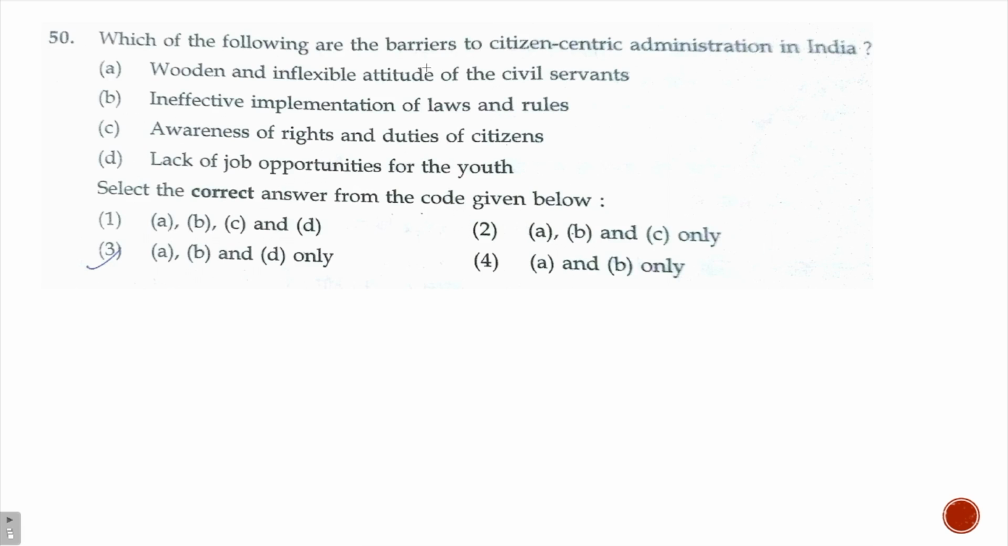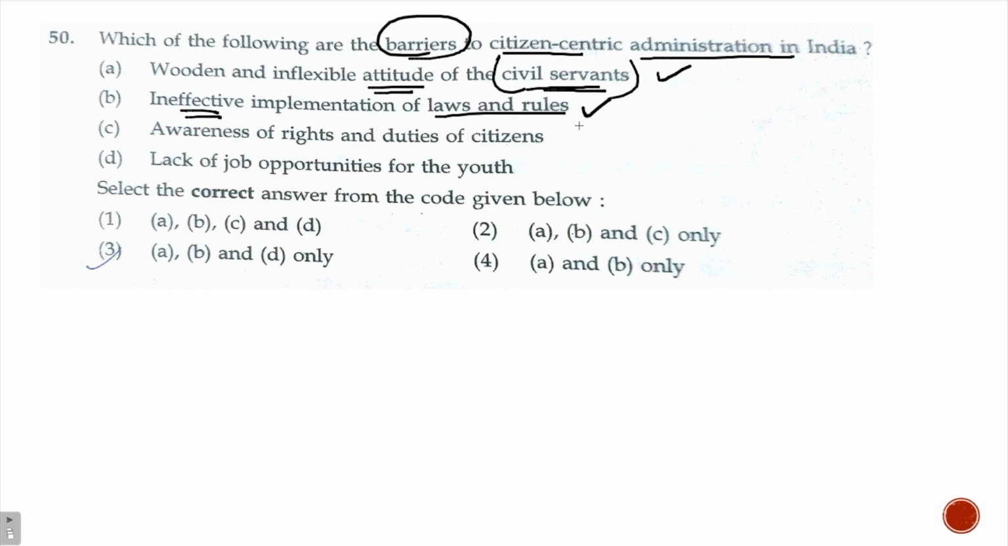The last question is, which of the following are the barriers to citizen-centric administration in India? Wooden and inflexible attitude of the civil servants. Civil servants are the ones who are responsible for administration, and if the civil servants are inflexible or bad in their attitude towards the citizens, then yes, it is a barrier. Ineffective implementation of laws and rules. Is that correct? Yes. Implementation of laws and rules is not effective. That means the citizens do not have access to administrators. That means it is a barrier to citizen-centric administration.